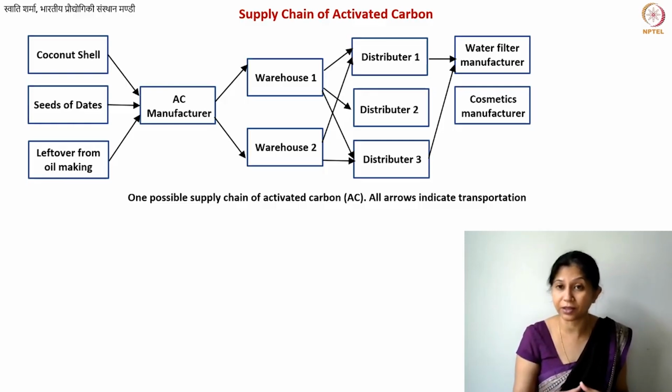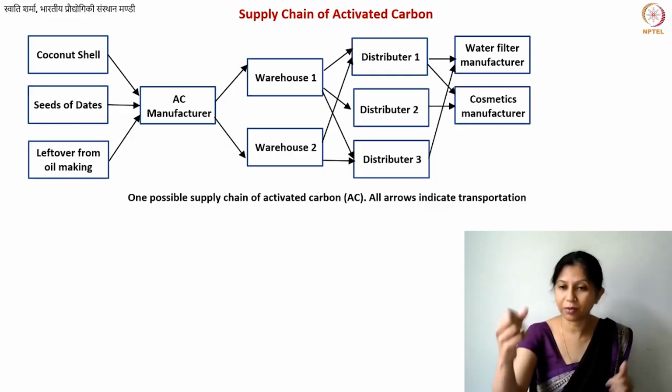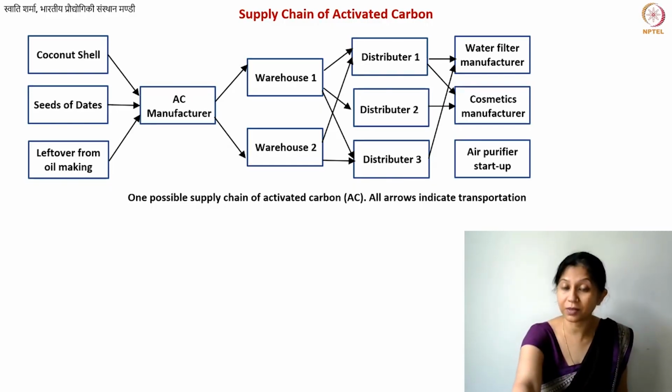Maybe you also, not just to 1 company, you're now selling it, you don't have just 1 customer, you have multiple customers. So your other customer is some cosmetics company. They use activated carbon in some soap or something. So they probably do not require as much quantity, but they are also your customers, good customers. Okay, so maybe there are also some of the distributors that are sending it to this cosmetics company.